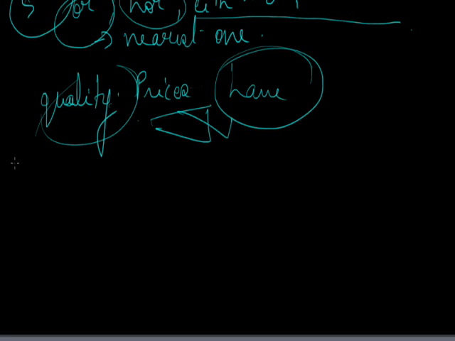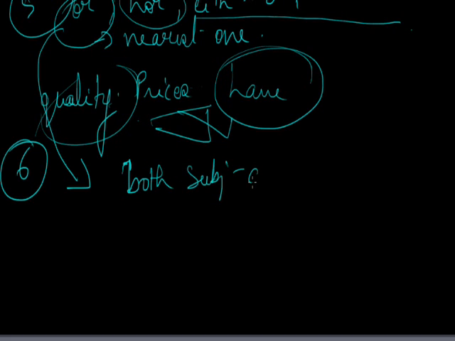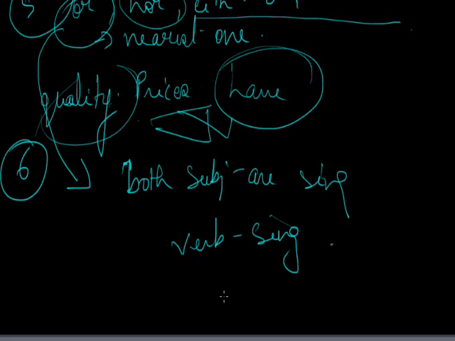Coming to rule number 6: if the subject consists of two singular words connected by or, neither...nor, or either...or, the subject is singular and requires a singular verb. Even if you use the above words, if both subjects are singular, then the verb will be singular. For example, neither our accounts department nor our head office has a record of the transaction. Has is singular, because the two subjects you have used are singular.